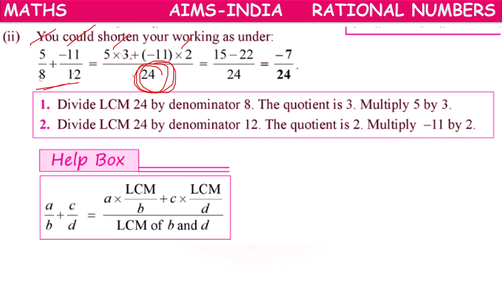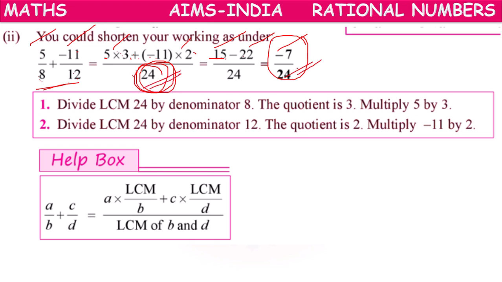We can simplify like this. 5 times 3 is 15, 2 into minus 11 is minus 22. Minus 22 plus 15 is minus 7 by 24. Okay, children.